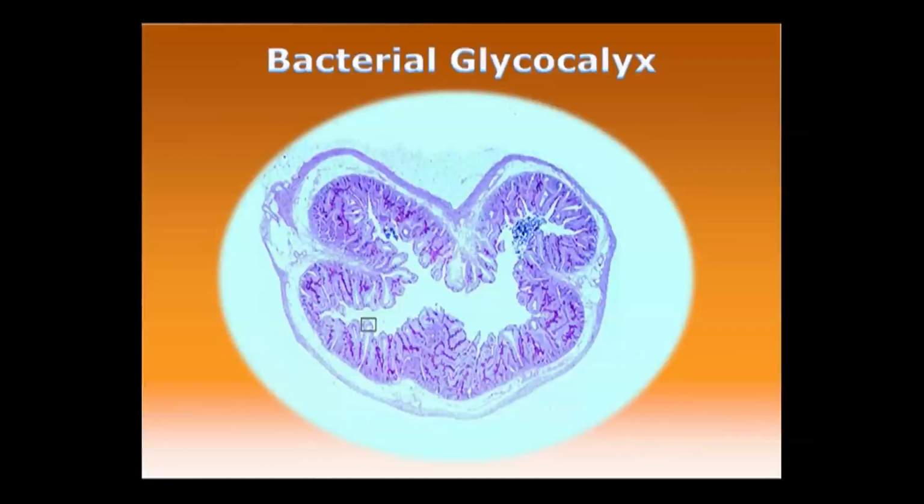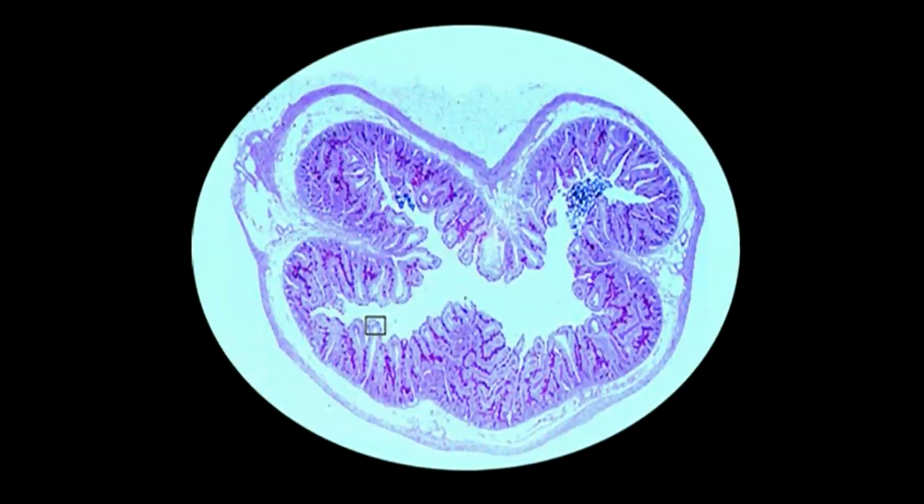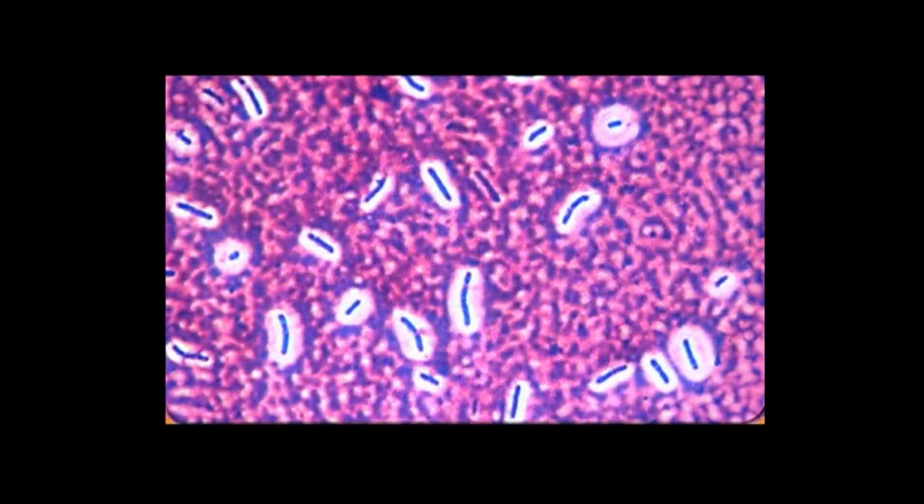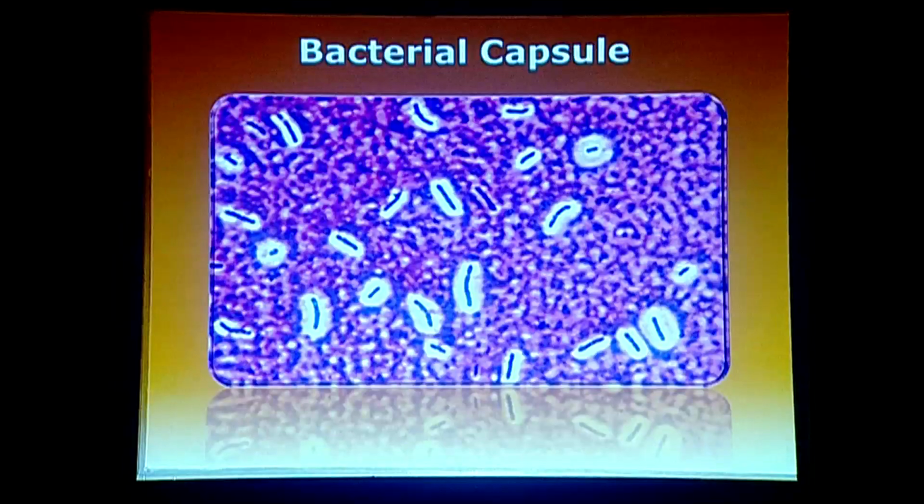Bacterial glycocalyx. This is made by amorphous polysaccharide and it surrounds the whole cell surface. If the structure is larger, it is called glycocalyx. If the structure is smaller and well formed, that is called capsule. If it is not yet well formed, that is called slime layer. So, this is the picture of glycocalyx and this is the picture of capsule structure.